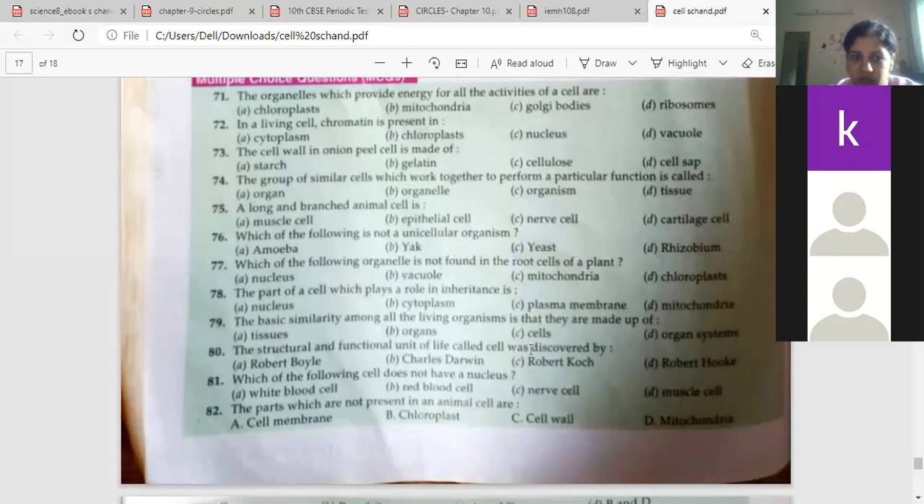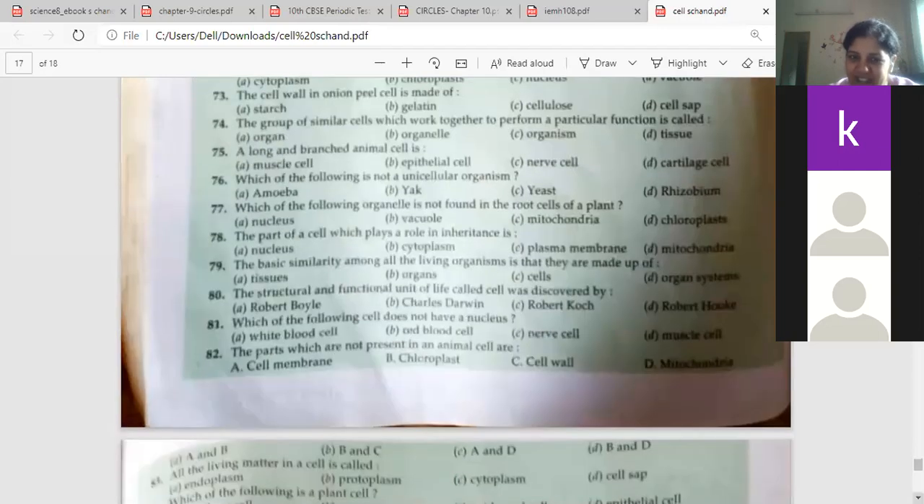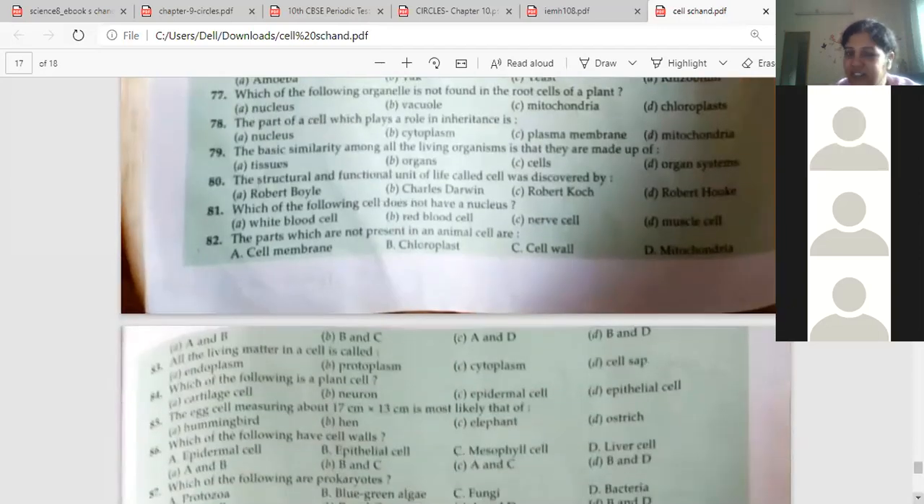Which of the following cells does not have a nucleus? Just now I told you. Red blood cells. Yes, red blood cells don't have a nucleus, but it is present in the beginning, when it is formed. When it matures, it loses it.